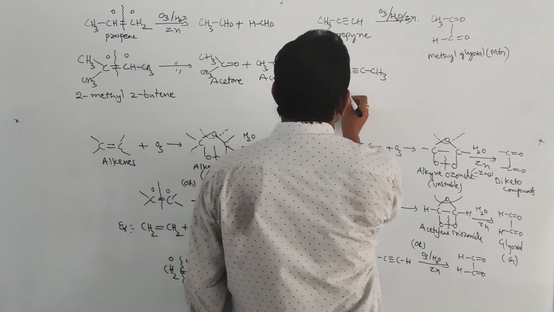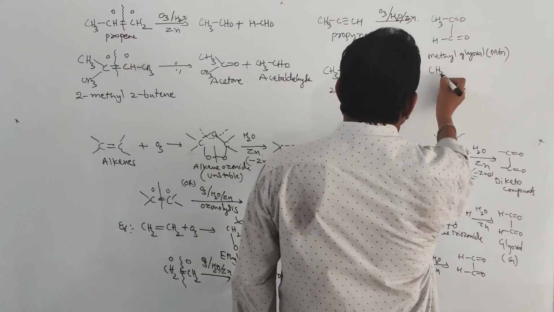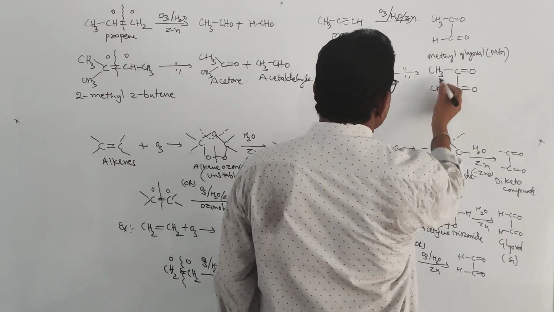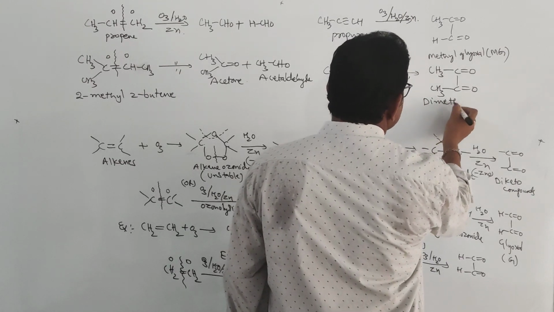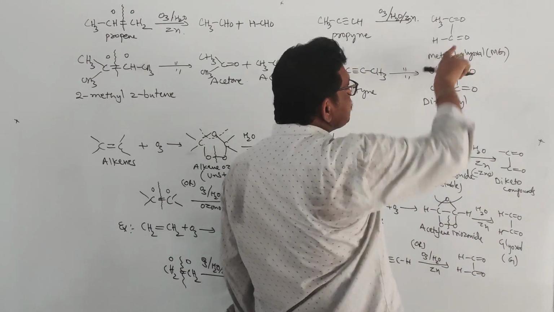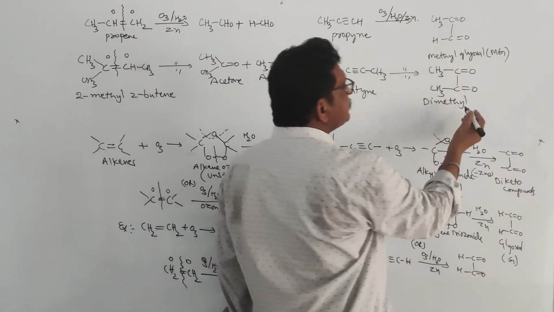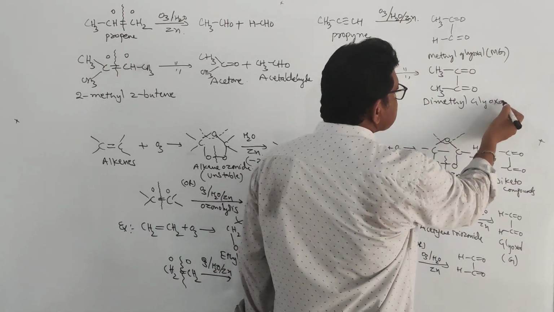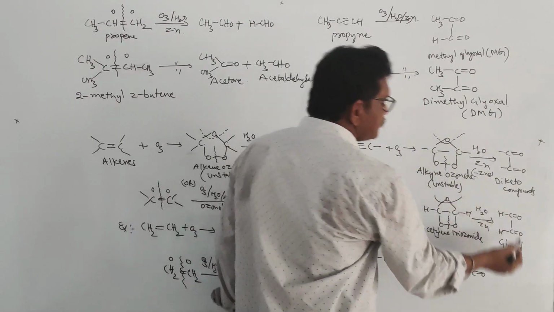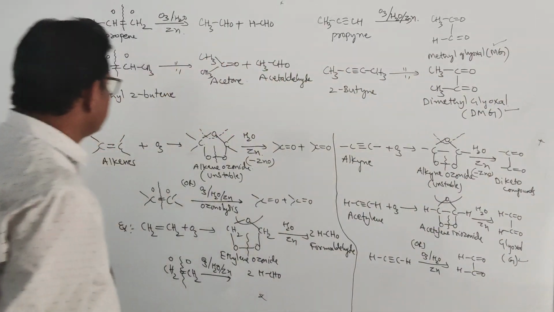Here we are taking 2-butyne. On ozonolysis, you are getting a product like this: CH3 C double bond O, C double bond O, here CH3. This is called what? Dimethyl glyoxal. Actually, this is glyoxal; in place of H, methyl is there, that's why it is methyl glyoxal. Here, in place of 2 hydrogens, we have 2 methyl groups. That's why it is called dimethyl glyoxal. The famous abbreviation is DMG. This one is glyoxal, this one is methyl glyoxal, this one is dimethyl glyoxal. Okay, students.